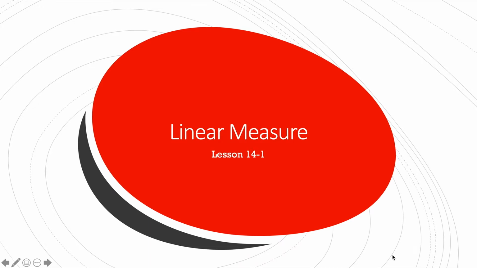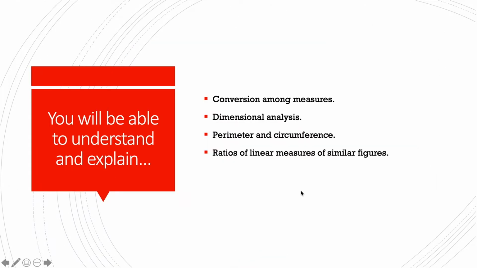In chapter 14, we are going to take a look at all different sorts of measurements, but we're going to start with the most basic one-dimensional measure, linear measure. So linear means line, that's why it is one-dimensional. So you will be able to convert between different measures, and as you'll notice, you have a couple charts on the front of your note packet for lesson 14.1.